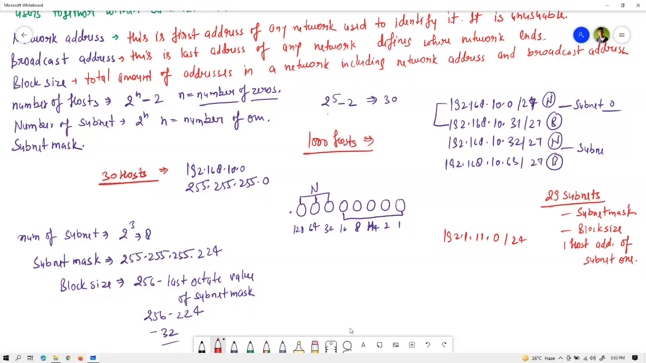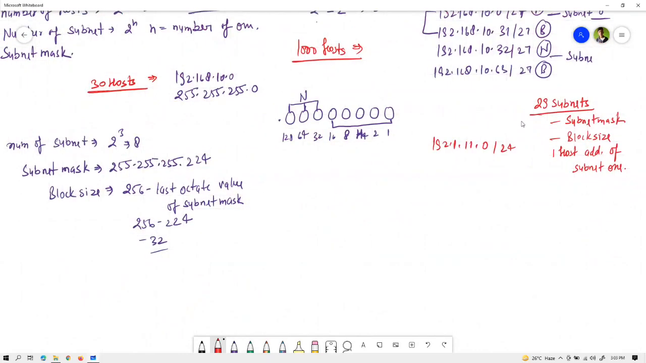Clear. Now this is the network address, and here it is asking for 29 subnets. So now you have to check that by default how many bits are given? 24. They are used bits, right? So we have only 8 bits available. Now it is asking for 29 subnets. So how many bits do you need to use from the next octet? Based on that, you will be able to define the subnet mask, block size, and other things.